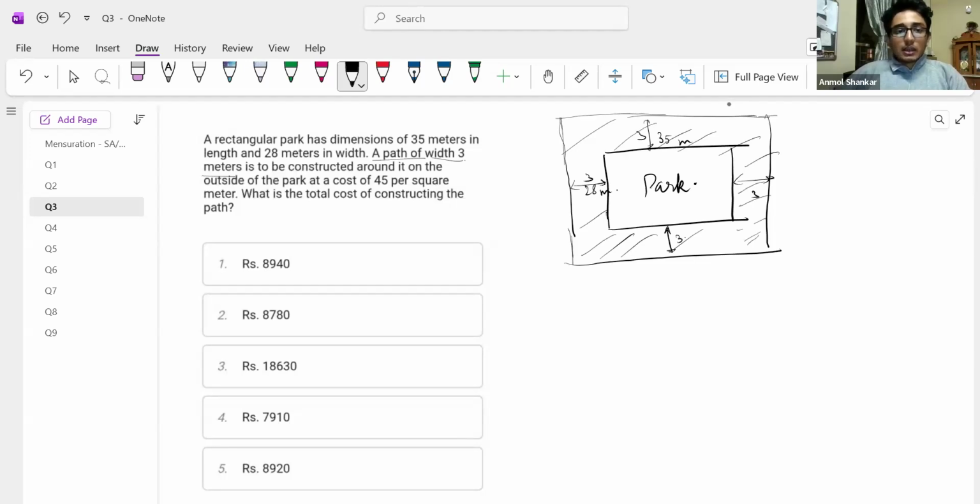The path is this, and what is inside is the park. Outside this is the path that is constructed, that is what they are asking in the question. So the cost is 45 rupees per square meter. That's all, right? So now we have to find the area of the path, and then multiply it with the cost. So how do we find the area of the path?